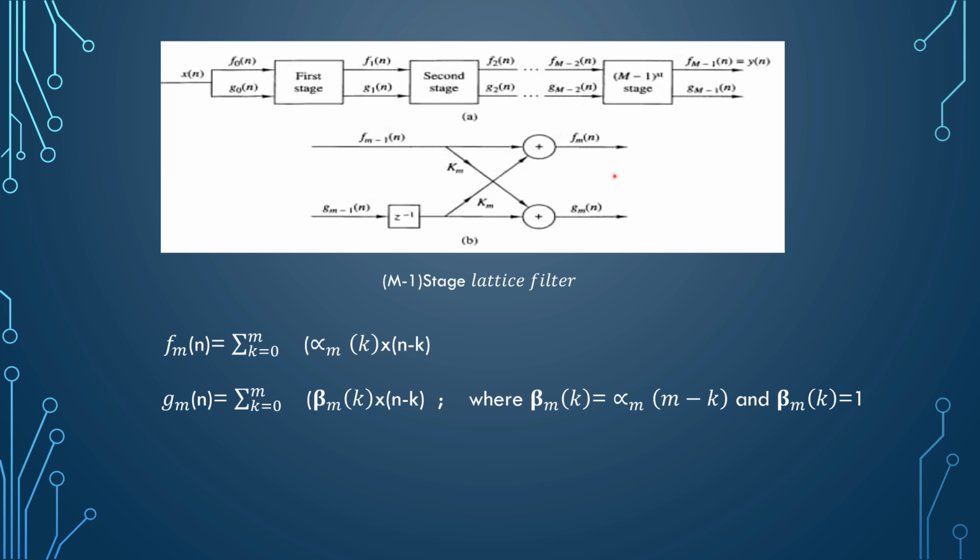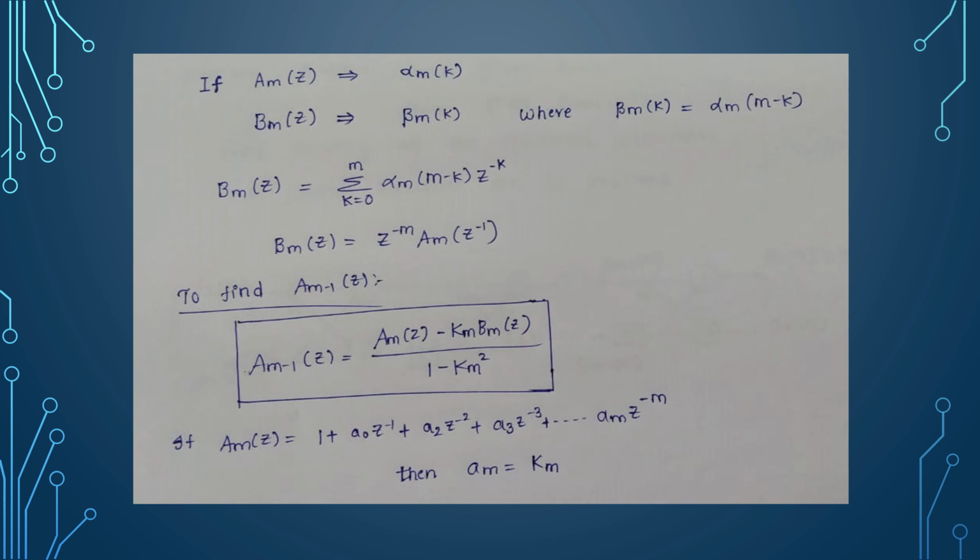The output of the mth order filter is given by the sum over k equal to 0 to m of alpha_m(k) x(n-k). And g_m(n) equals the sum over k equal to 0 to m of beta_m(k) x(n-k), where beta_m(k) is given by alpha_m(m-k). We can realize the lattice structure of an mth order FIR filter if its system response is given.